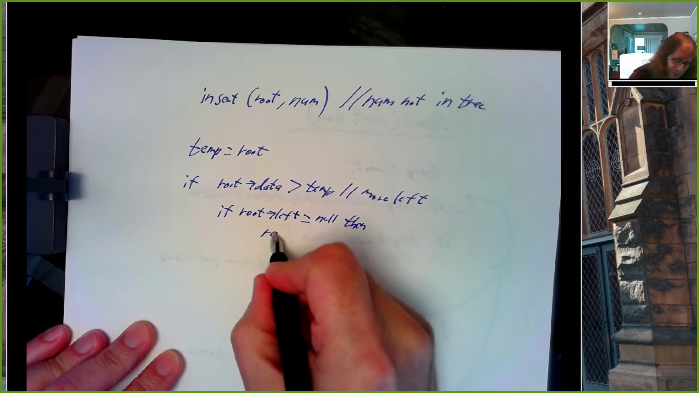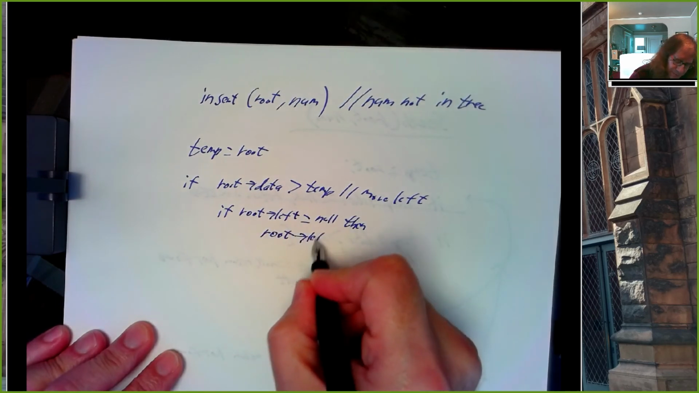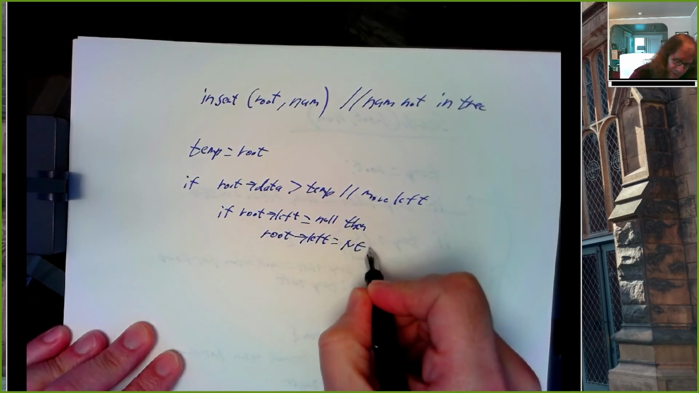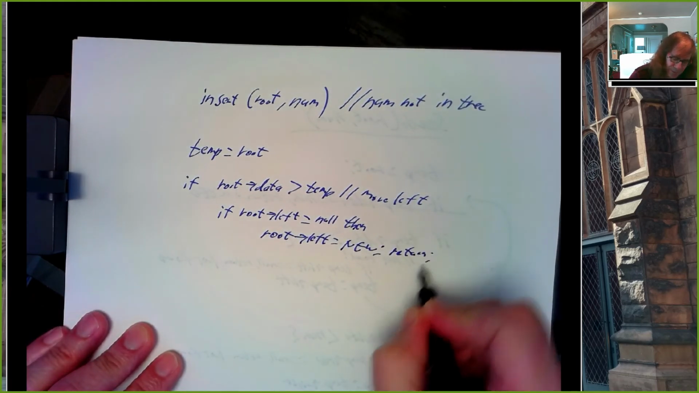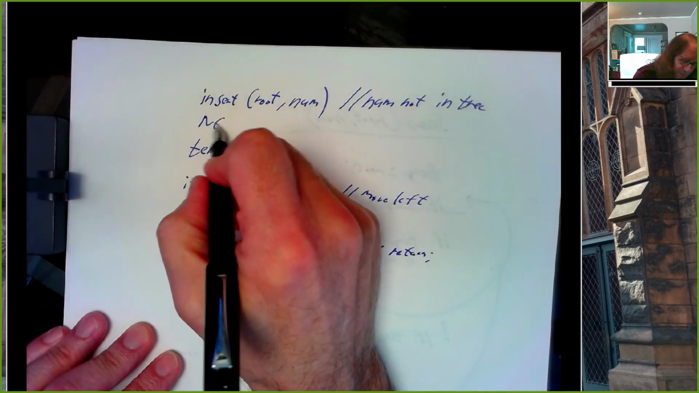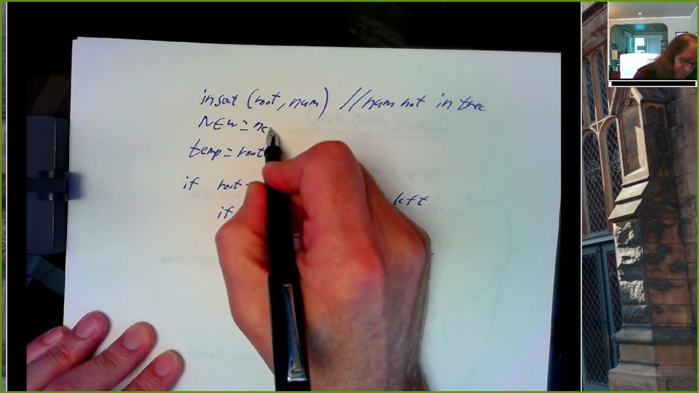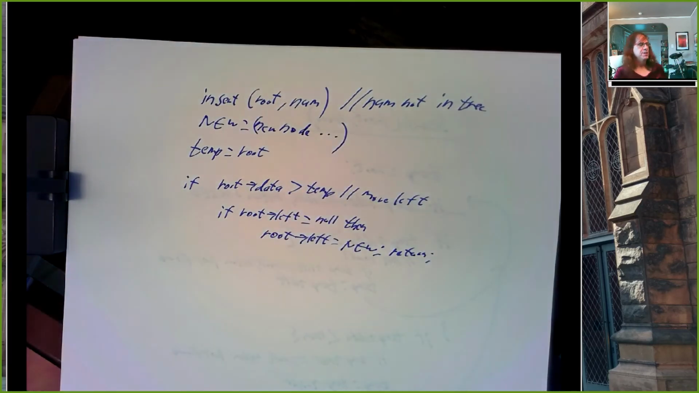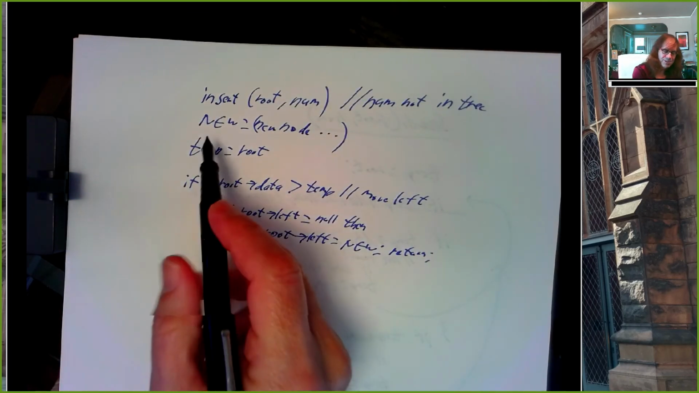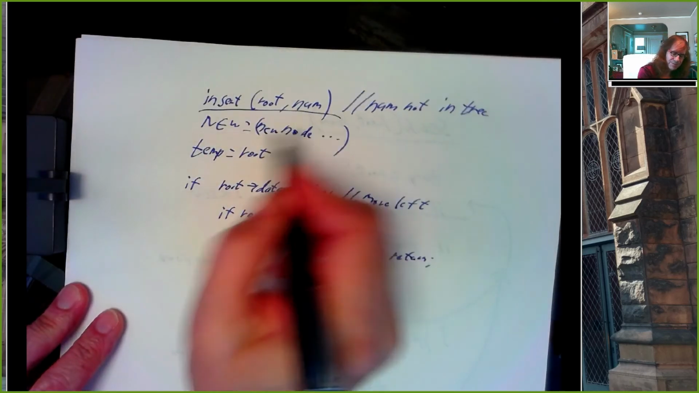then what should we do? Change root left to be the new node and return. So make some new node up here. Call malloc, get yourself a new T node, set the data equal to num, set left and right equal to null, that kind of stuff. So this is our new node that we want to insert.